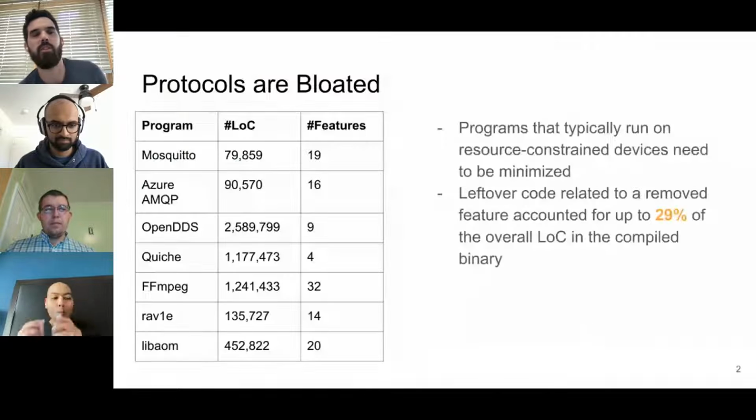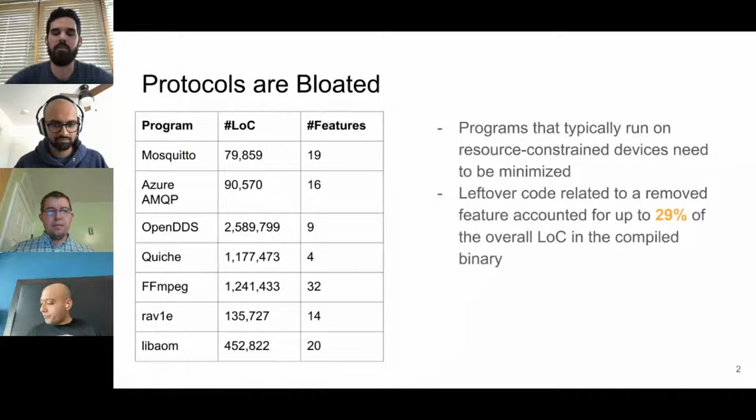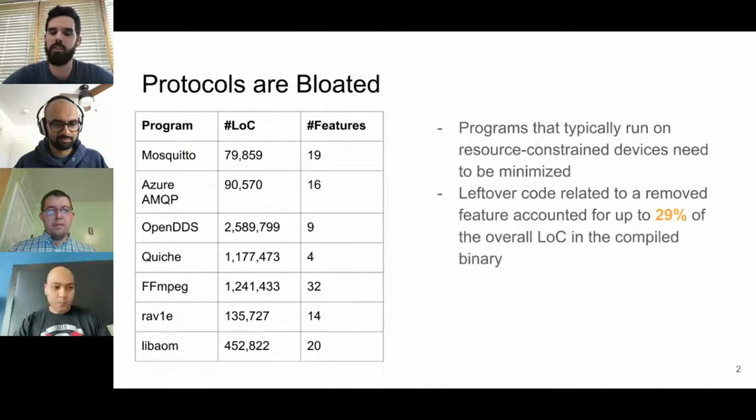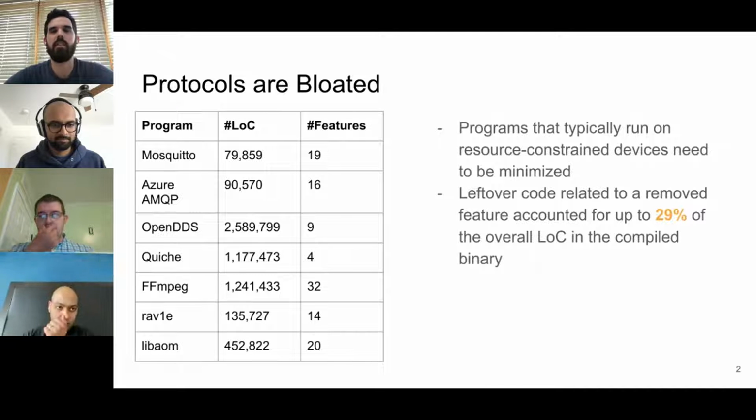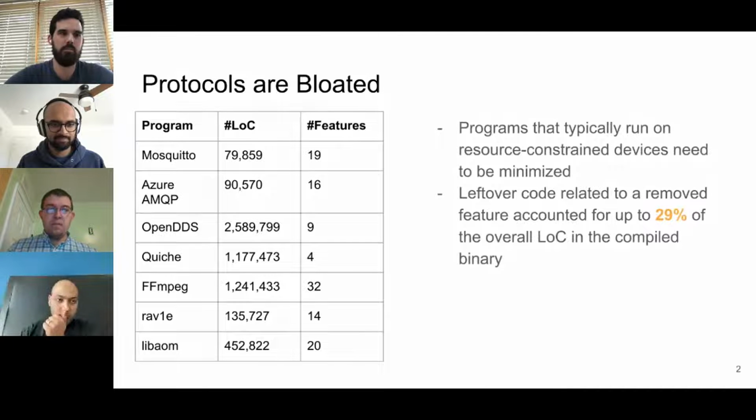So as we know, protocols, like any other program out there, tend to get features and things like that. And a lot of times these features are unnecessary to the overall functionality of the base program. So we actually found in some of our evaluation set that leftover code related to a feature that was removed at build time accounted for up to 29% of the overall lines of code in the compiled binary. So all these features that we have here can end up resulting in a lot of dead code, even if we disable them.